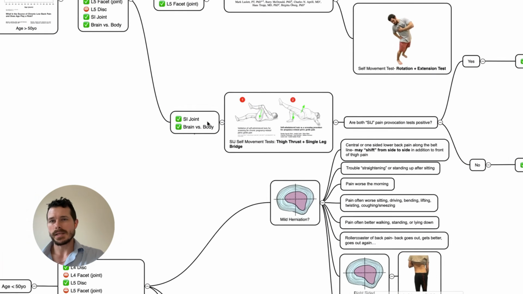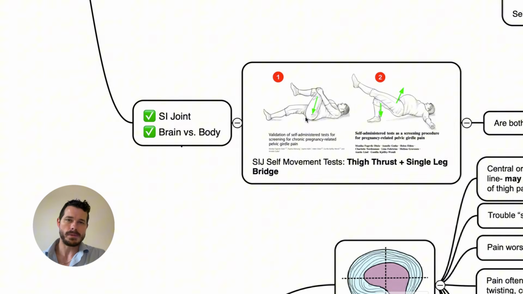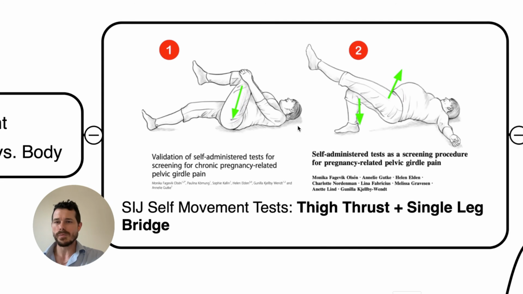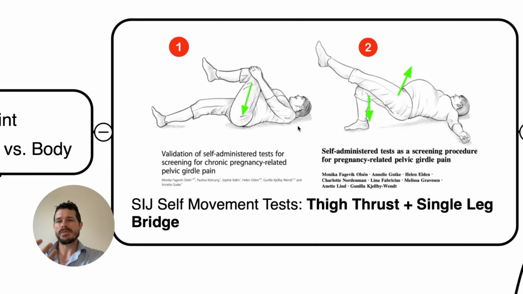Now, let's just say it's not a facet joint problem. Maybe it's an SI joint problem. I want you to perform two self-movement tests, both designed to provoke the SI joint to cause some type of shear and or irritation to the joint. So do these with caution.